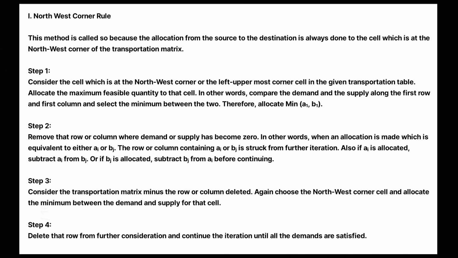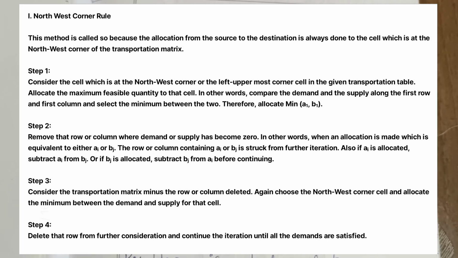Next, consider the transportation matrix minus the row or column deleted. Again, choose the northwest corner cell and allocate the minimum between demand and supply for that cell. Step 4 is to delete that row from further consideration and continue the iteration until all the demands are satisfied. To understand the steps given here, we will solve a problem.